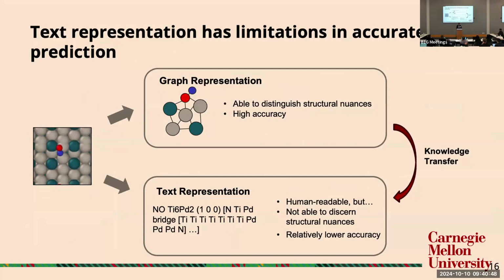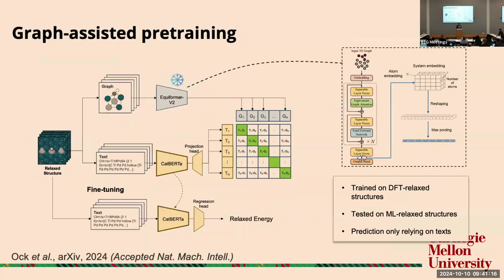As I explained before, we have beautiful graph representation models that have been developed in the community, which are able to distinguish structural nuances and have high accuracy by now, with equivariant models and graphs. Most of the graph models right now have attention as well, so they are GAT-based. Then we also have the text representation, which I talked about, and the question is how we can pre-train.